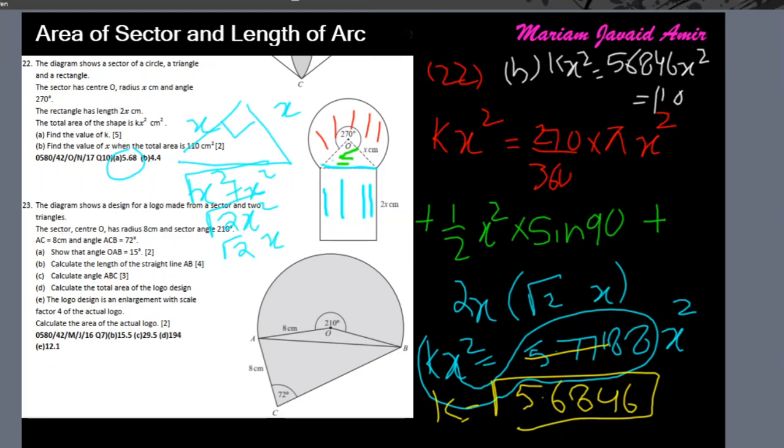k came out to be 5.6846, we'll divide 110 with 5.6846 and then take square root. No, we don't need to take square root yet. Just a second. Okay, so all we need to do is write 110 over this value 5.6846, then take its square root, and we should get this value here, 4.4.